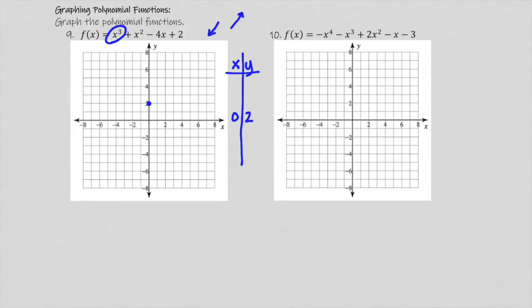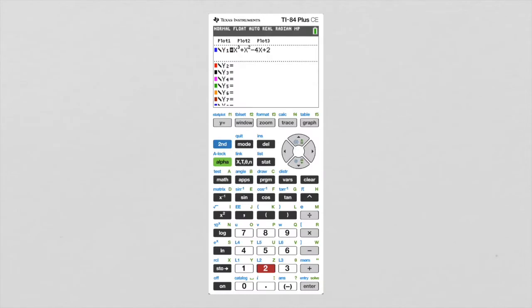And I look at the end behavior. We know the coefficient's positive, so I know it's going to end going up to the right, and it's odd, so it'll go down on the left side. That just tells me what to look for.